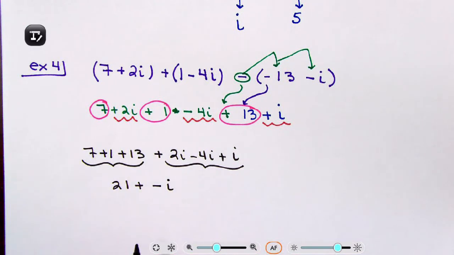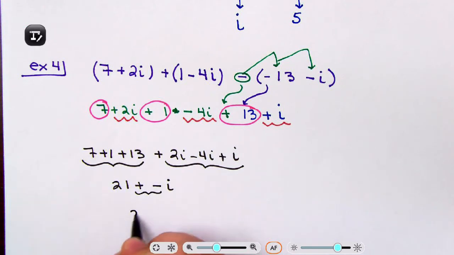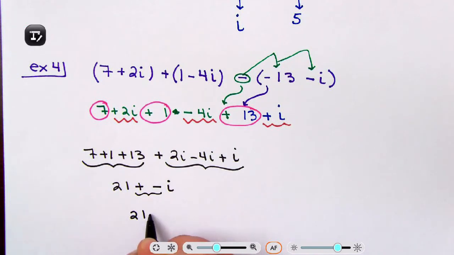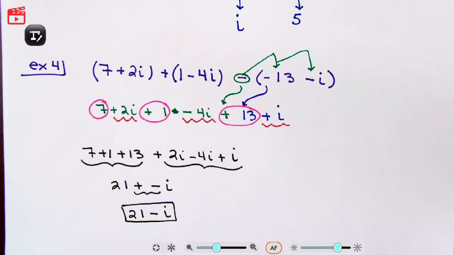Now in this case here, you're not going to write plus a negative. You're always going to just use either plus or minus. So in this case, 21 minus 1i. You can choose to put a 1 in front of i, however, that is not needed, and that is your simplified answer.